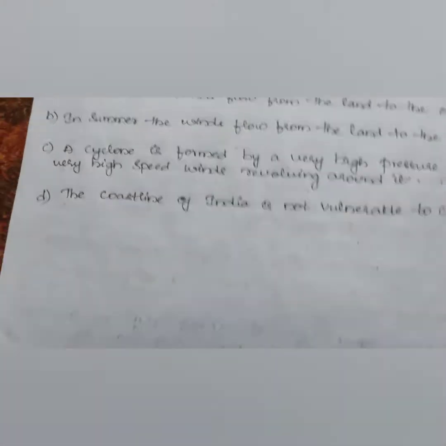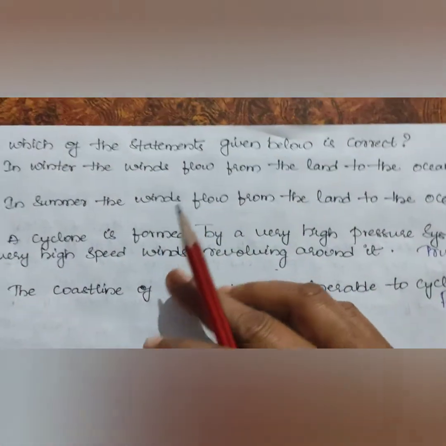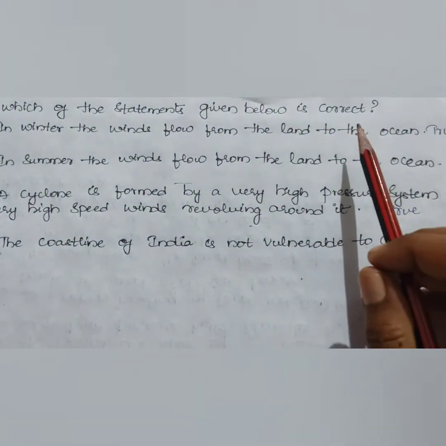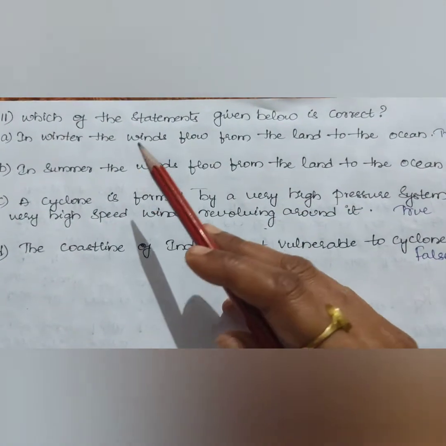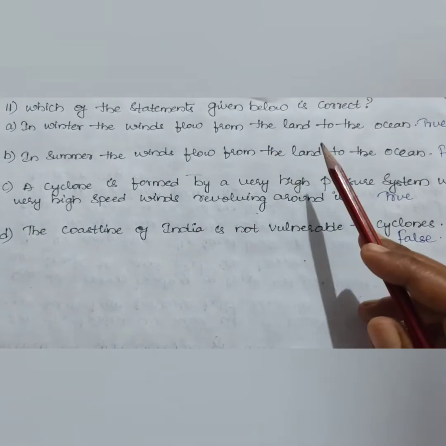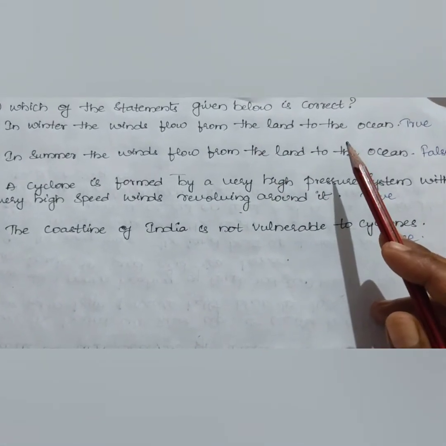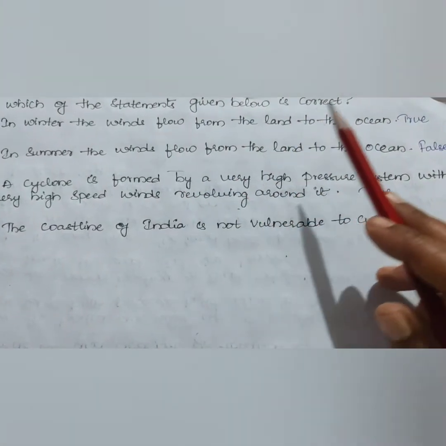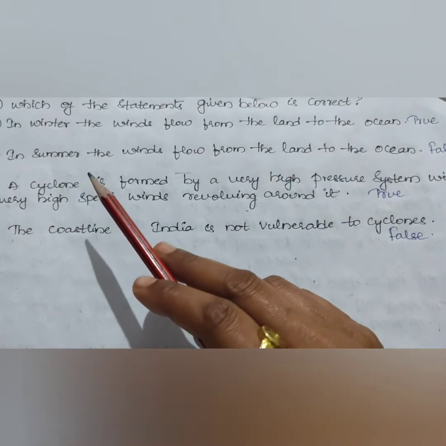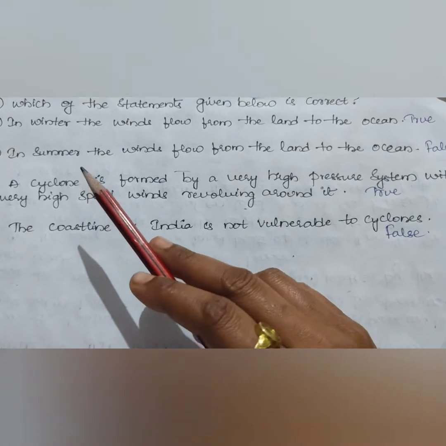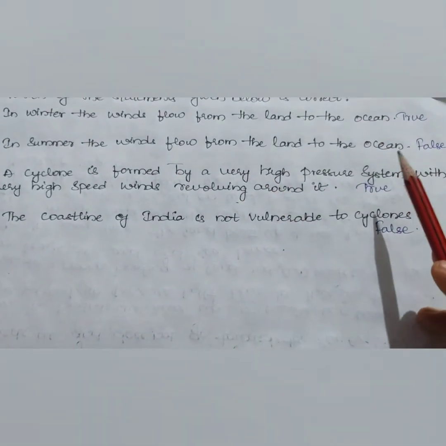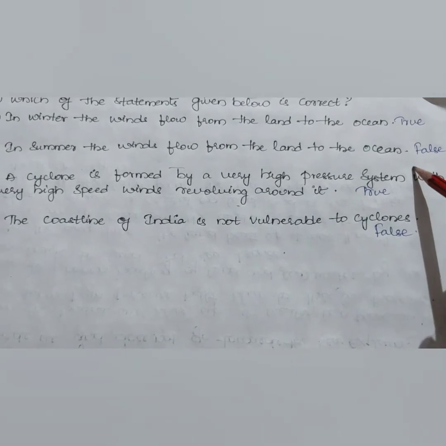question. Here are certain statements given. We have to say whether they are true or false. In winter, the winds flow from the land to the ocean. Yes, this is a true statement. The winds will flow from land to the ocean during winter. And in summer, the winds flow from the land to the ocean. This is a false statement.